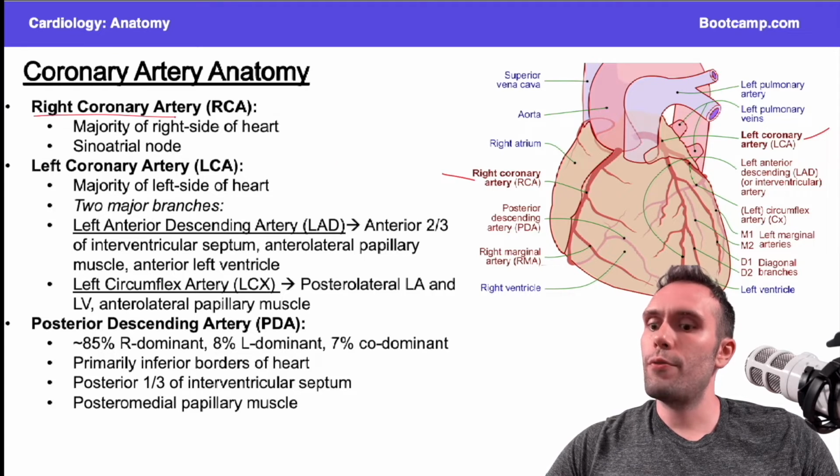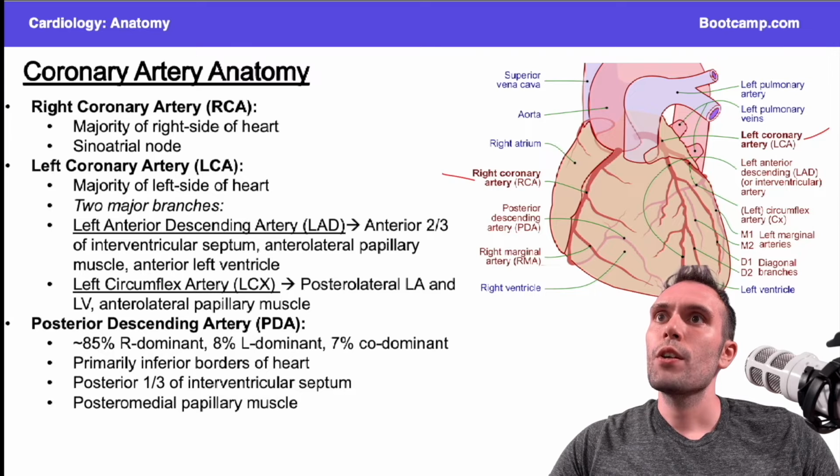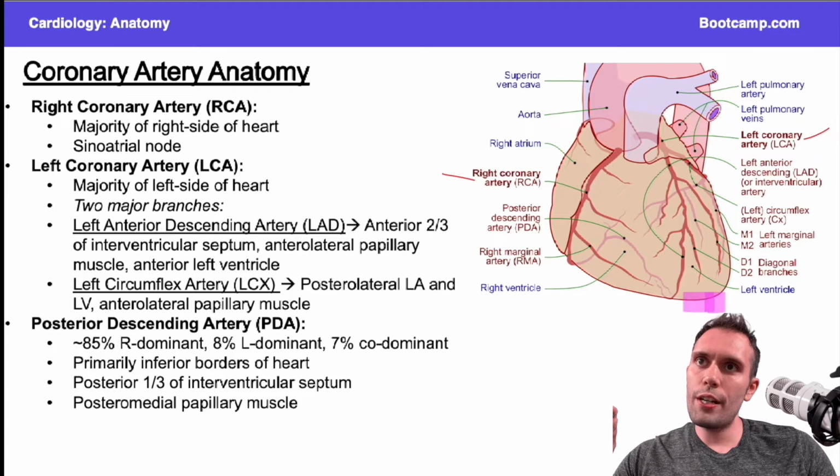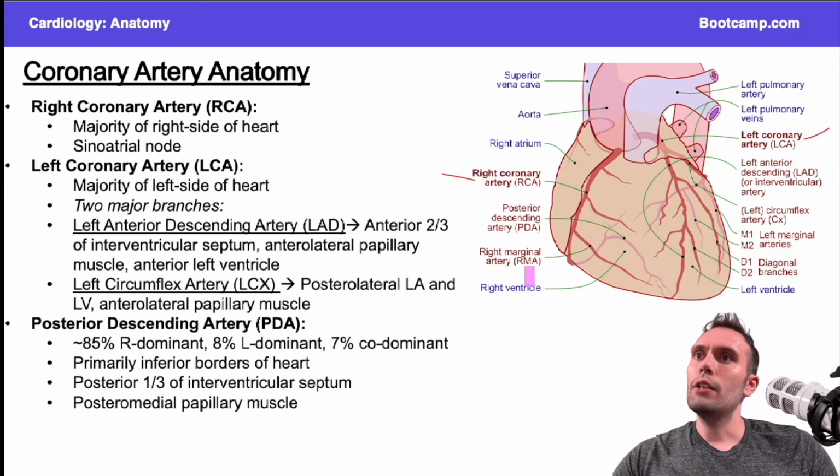Let's do the right side first. It's a little bit easier. So the right side, we have the single vessel coming down. So this branch right here, that's the right marginal artery. Okay, that artery is primarily going to supply the right ventricle, and it's going to kind of get over here to the cardiac apex a little bit. That's more of a left ventricle territory. But the majority of this is supplying the right side of the heart.